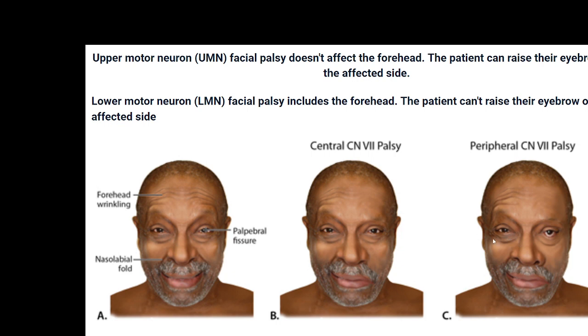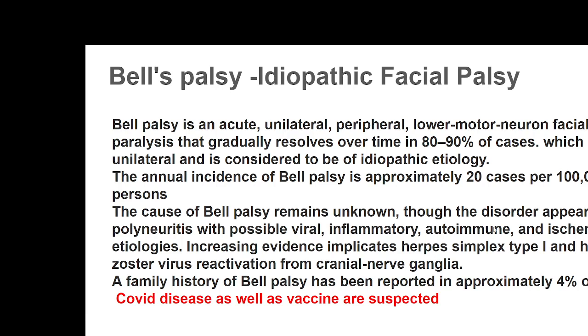Causes for facial palsy are many. Among them, one of the most common clinical conditions is Bell's palsy, and as usual, we will deal only with the common conditions which are quite frequently seen, and the other conditions will be covered casually. Bell's palsy is an acute unilateral peripheral lower motor neuron facial nerve palsy that gradually resolves over time in 80 to 90% of cases. This is the standard definition, and it is unilateral and considered to be of idiopathic etiology. The exact reasons are still doubted.